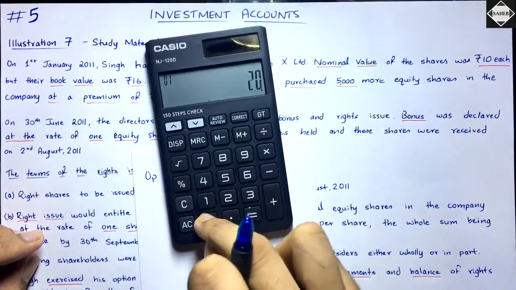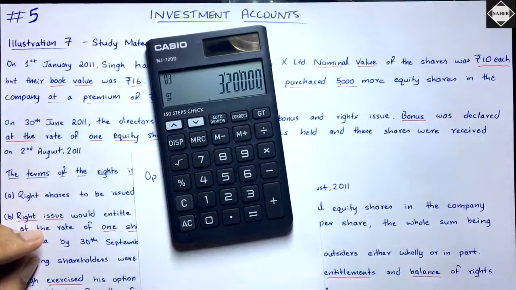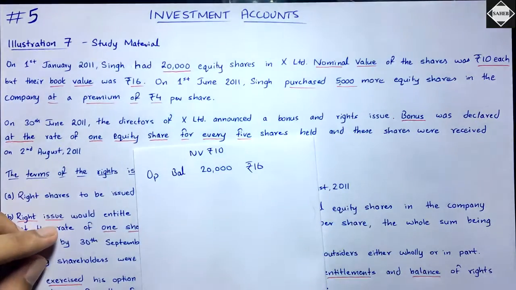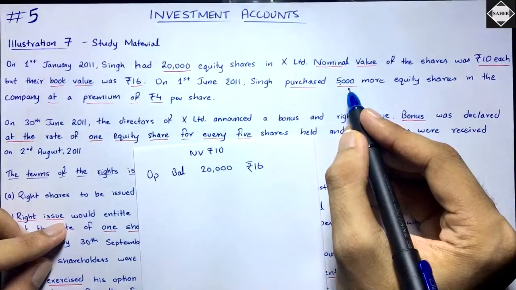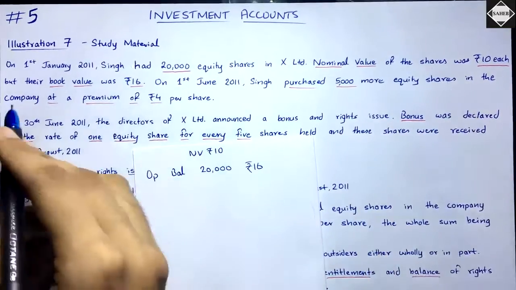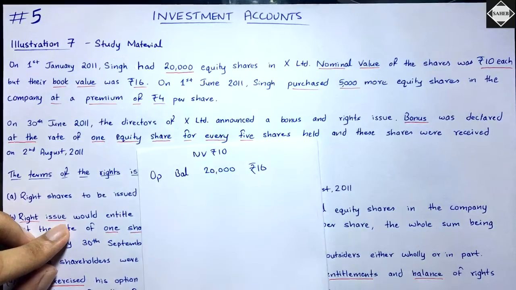We are going to take 20,000 shares into its cost of 16 per share. That's equal to 3,20,000. So 3,20,000 will go to the investment account as an opening balance. Then what? On 1st June 2011, Singh purchased 5,000 more equity shares in the company at a premium of rupees 4 per share. So what is happening then?